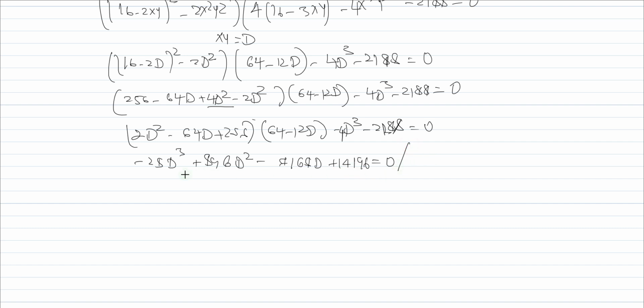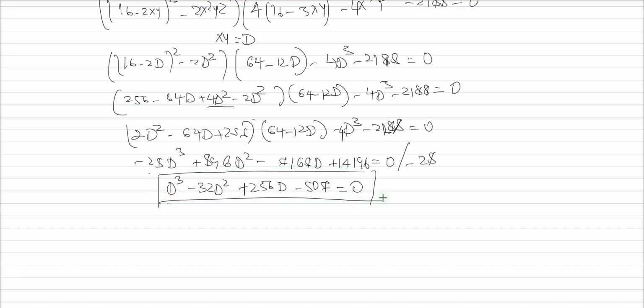So now I'm going to divide all of this. I can divide all these terms by negative 28. So we're going to have d to the power of 3 minus 32d squared, and then plus 265d, and then minus 507, and this is equal to 0. Well, we get something really simple now. So we are going to work from here.